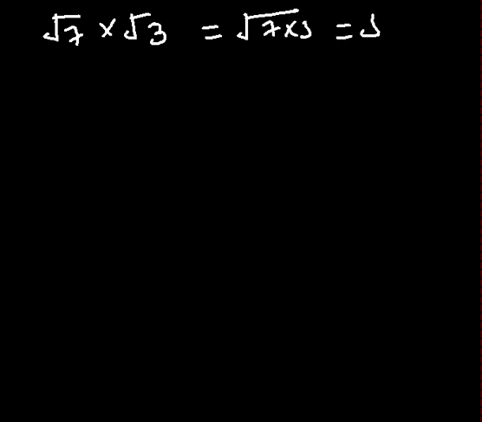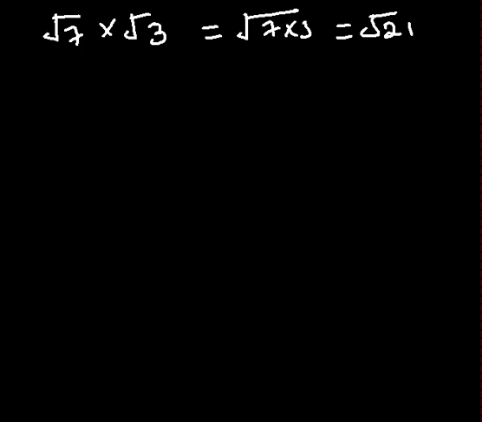Let's say we have the product of √7 and √3. In this case, since the roots are the same, it means we'll have the square root of 7 times 3, which is the same as the square root of 21.